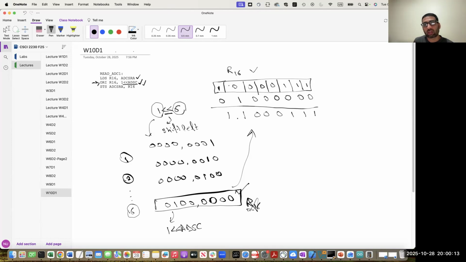So what is the difference? This bit is set now, right? But it is in R16. So this result is in R16, right? And then you are saying in the next instruction that put this value in the ADCSRA register. So now this value will also be the value of ADCSRA register, right? Everyone is clear on this?